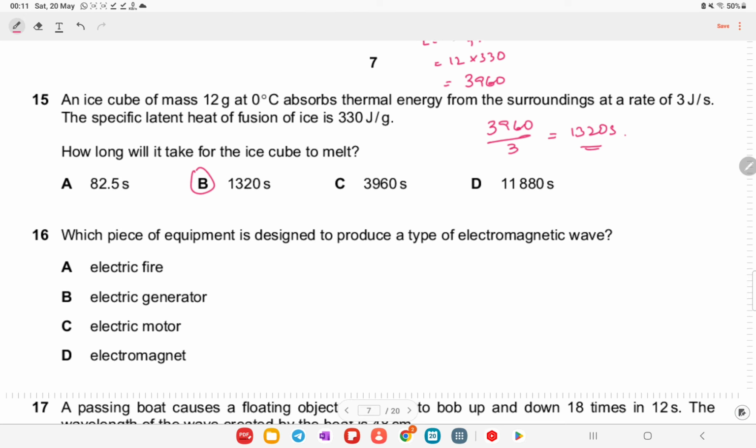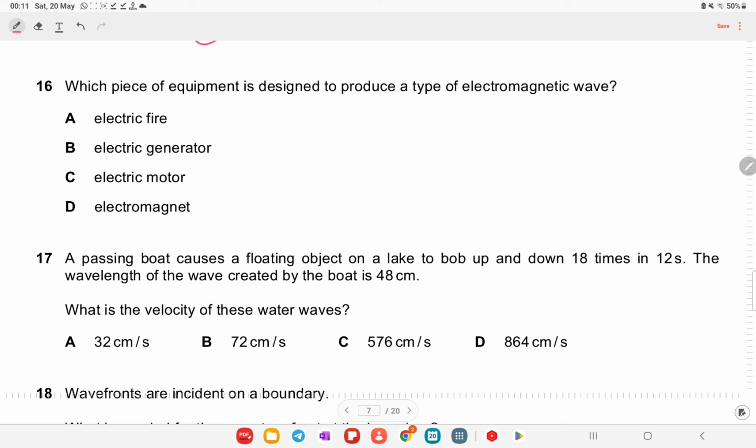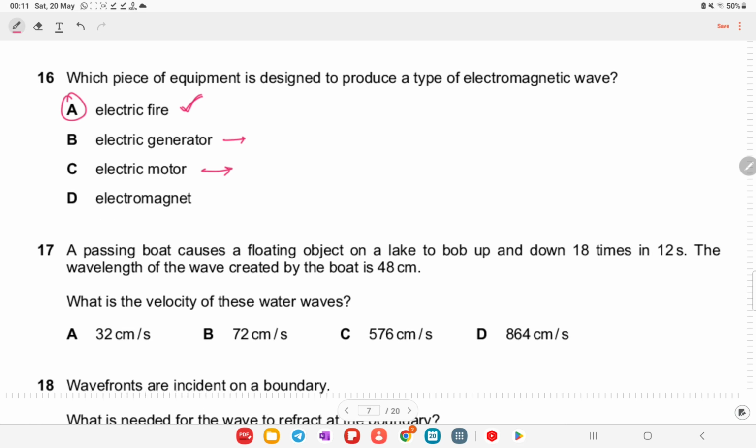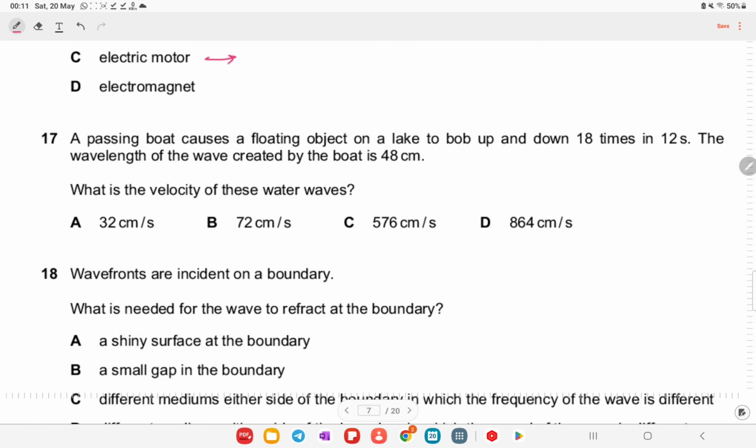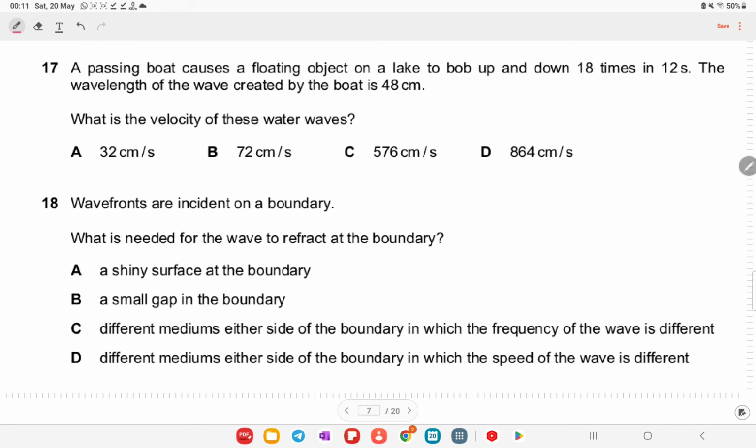Which piece of equipment is designed to produce a type of electromagnetic waves? Electric generator, electric fire, electric motor, electromagnet. So option A is the right answer for this. We know that it produces electricity, it does the mechanical work. Electromagnet, this is a magnetic field, so the electric fire is going to produce the electromagnetic radiation.